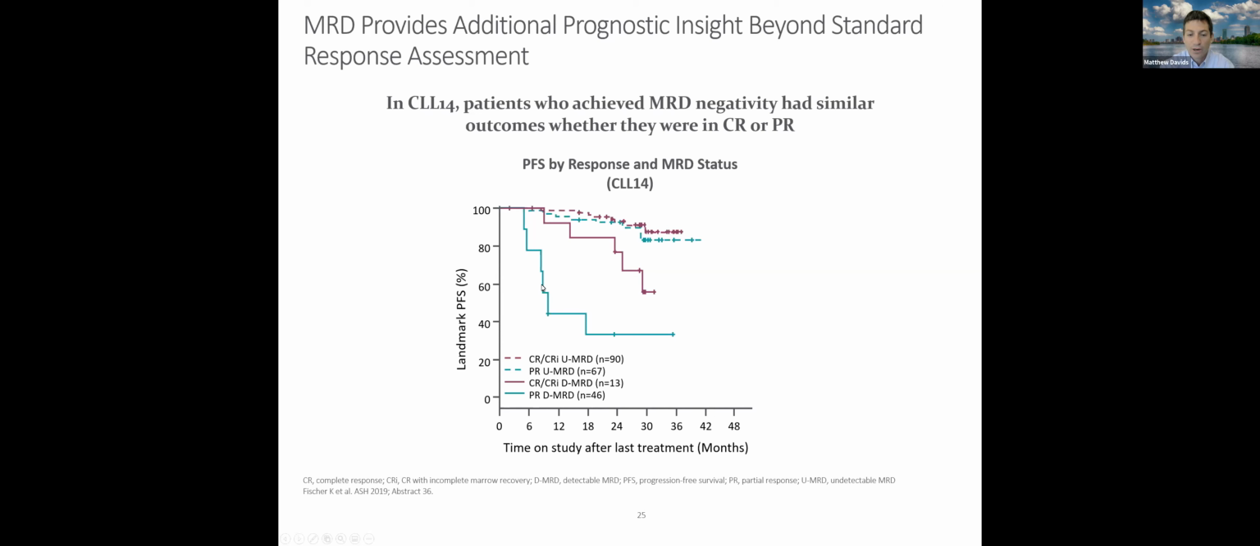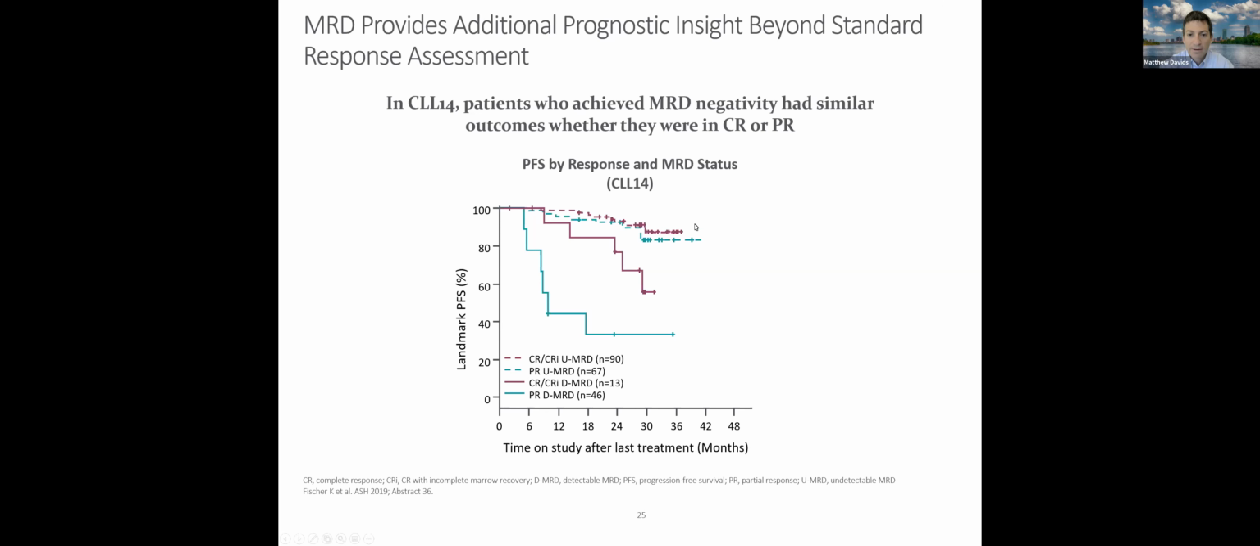Again, like we saw before, the solid kind of aqua curve here is patients who had a PR, partial response, with detectable MRD at the end of treatment. So they had the shortest benefit from the treatment. Then you had the patients with a CR who had undetectable MRD. That's the dotted purple line at the top. And of course, those patients did very well.